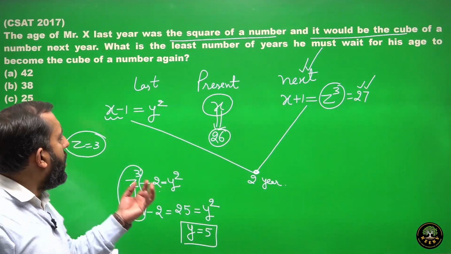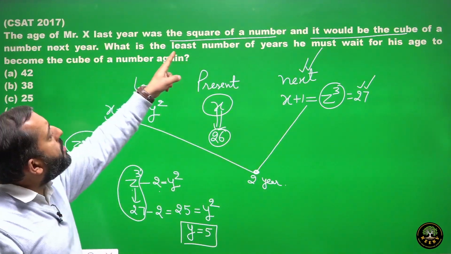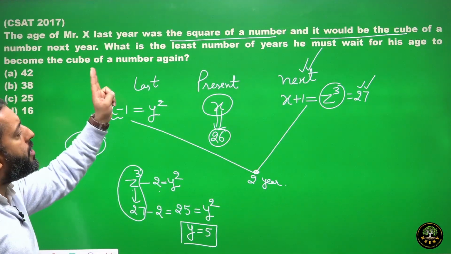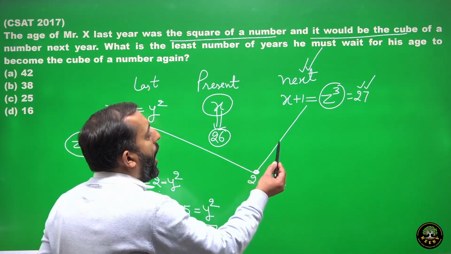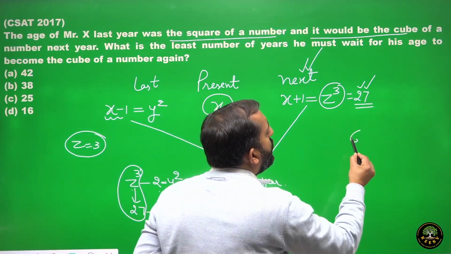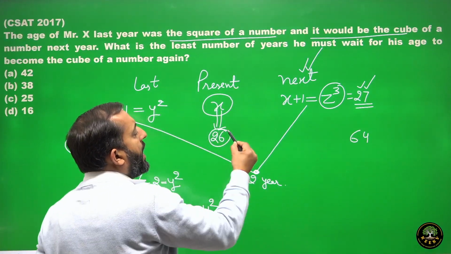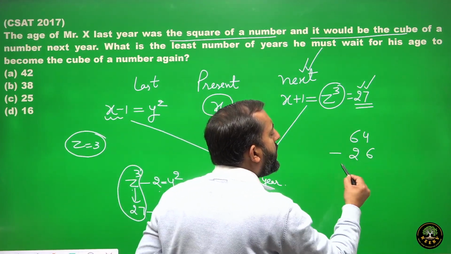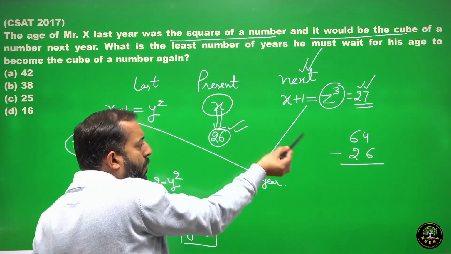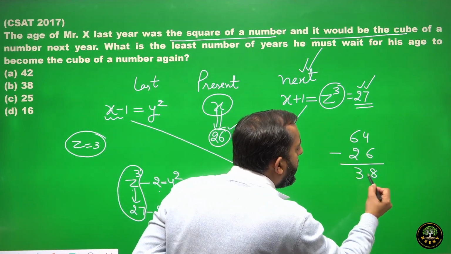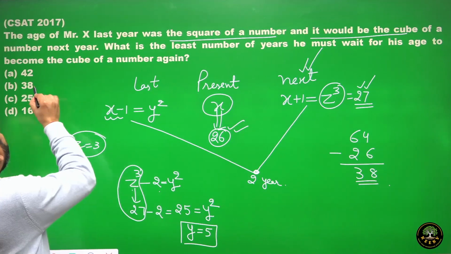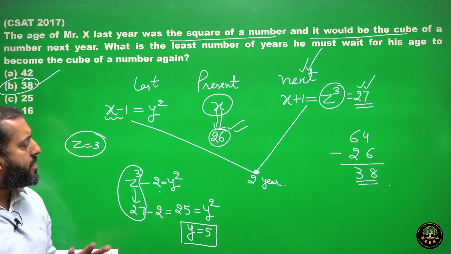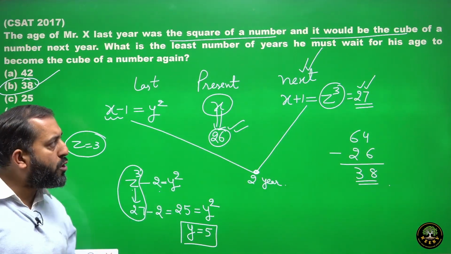Alright. Now, it was asked what is the least number of years he must wait for his age to become the cube of a number again. So, after 27, the next cube is 64. Right now, he is 26 years old. So, for how many years does he have to wait? Subtract 26 from 64. You will get 38 years. So he has to wait for 38 years. I hope guys this is clear to everyone. Let's move on to the next case.